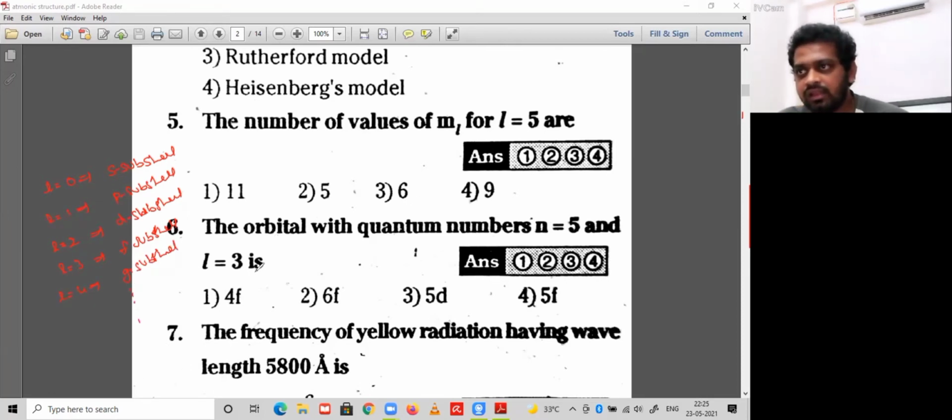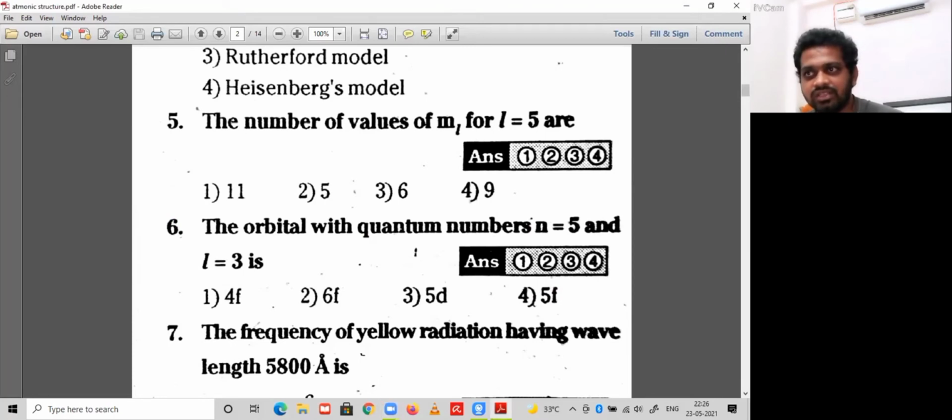And n describes the principal quantum number, the main energy level. So if n is equal to 5, the subshell is present in the fifth main energy level, and l equal to 3 means it is the f subshell. So 5f is the orbital. Option fourth is the correct option. Question number 6 is finished now.